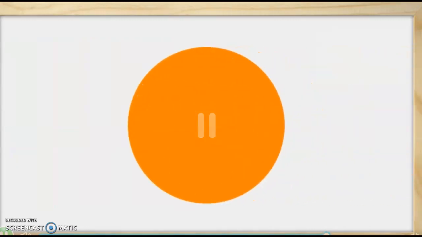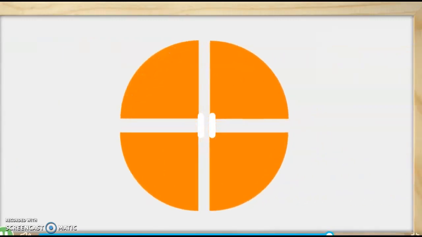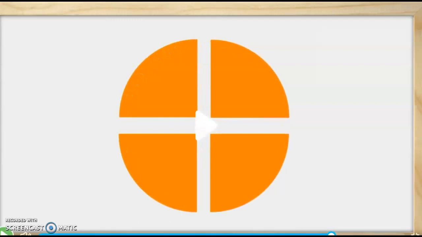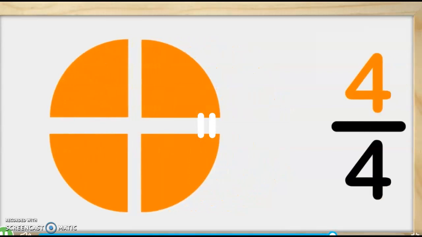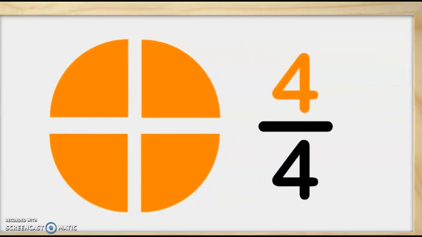Here is another circle, and I divided this circle into 4 separate parts. This is a little bit of a preview for tomorrow's lesson. Tomorrow's lesson is going to be on fourths, but today we're just focused on thirds. So this is just a little preview for tomorrow's lesson. Right now, I have 4 pieces over 4 pieces. We call these 4 fourths. There are 1, 2, 3, 4 pieces.